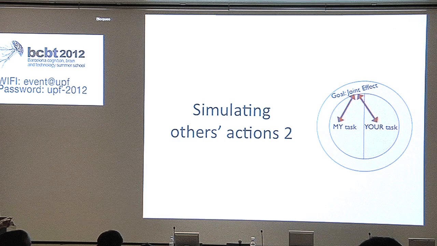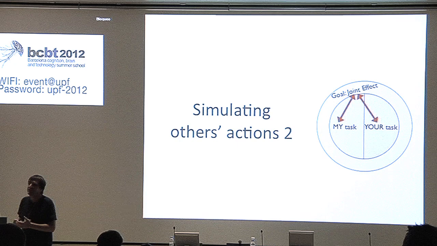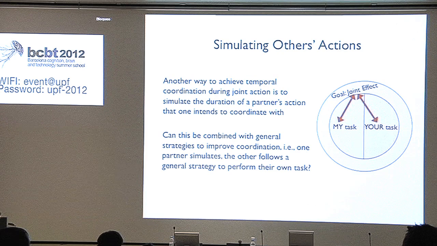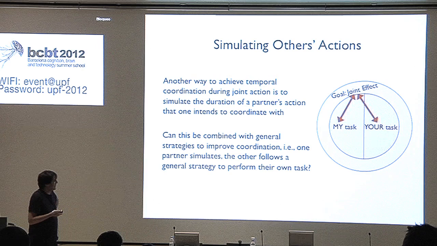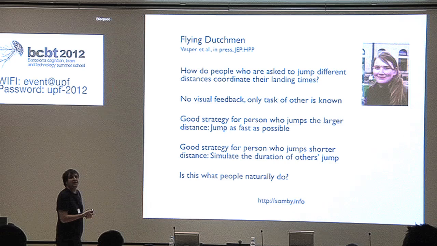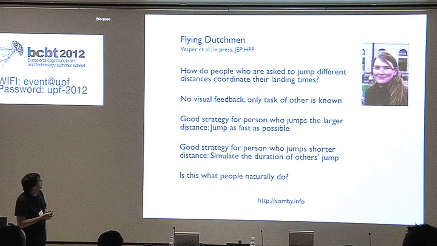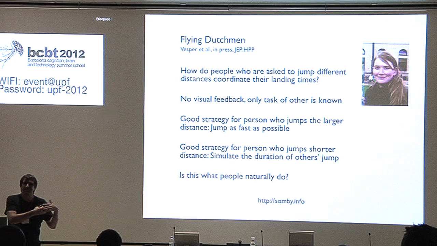Let me show you a second experiment that's purely behavioral, where we made another attempt to find out whether people can integrate simulations of their own action timing and another's action timing. This time it was simulating the duration of a partner's actions that one intends to coordinate with. We also asked whether general strategies and simulations can be combined. It's Cordula Vesper again, and we looked at jumping. The question was, how do people who are asked to jump different distances coordinate their landing times? When you jump a small distance, it takes a shorter time. It's an easier task than jumping a larger distance.